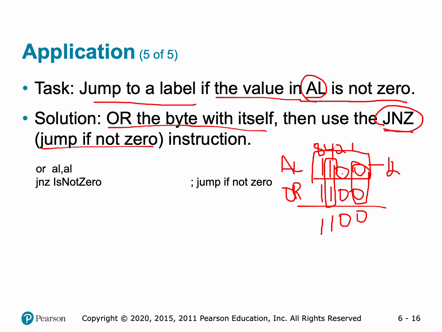So if AL was all zeros and you do 0, 0, 0 OR 0, 0, 0, you're going to get 0, and then you could jump if it's not 0. Oh, sorry, this is jumping if it's not 0. So yes, this would definitely jump because it's the number 12. So jump if it's not a 0. And so you could do this.